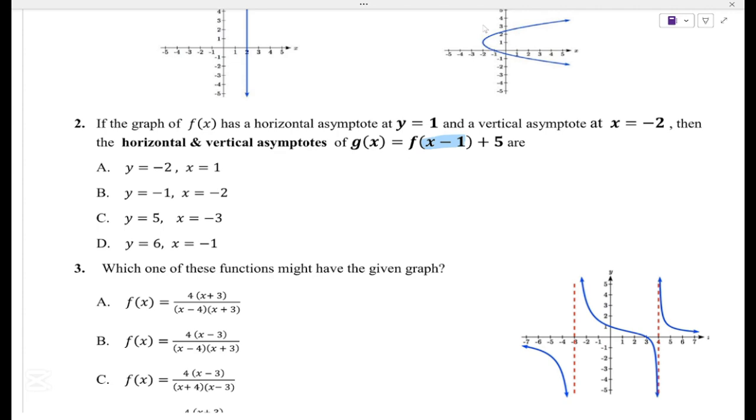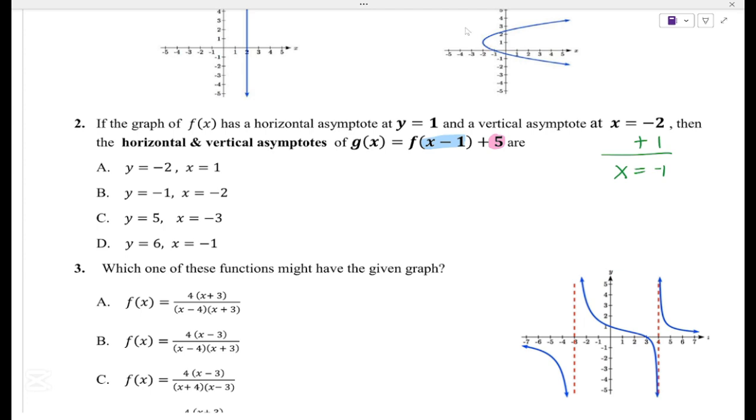When we have x minus 1, it means it is shifted horizontally 1 unit to the right, meaning the effect will be on the vertical asymptote. It means we will add 1 here, so the new vertical asymptote will be x equal to negative 1. And then for this plus 5, the graphing transformation is shifted 5 units upward, meaning the change is in y.